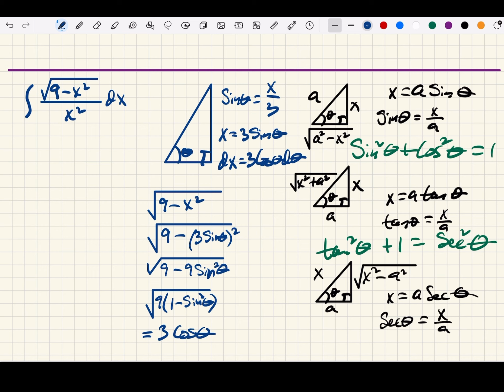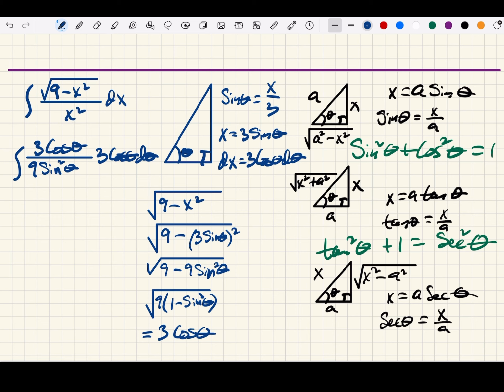Okay, great. So what do we have then? We have the integral of, okay, the square root of 9 minus x squared is 3 cosine theta. So I have 3 cosine theta over x squared. Well, x is 3 sine theta, so that's 9 sine squared theta. And dx is 3 cosine theta d theta. How are we doing here so far? You okay, Jason? All right.